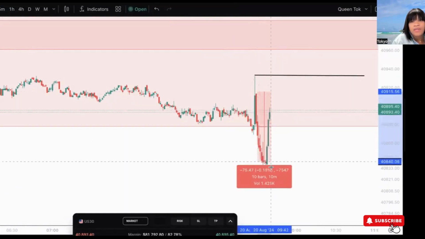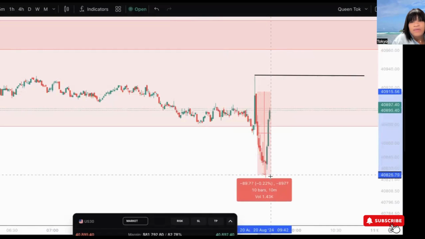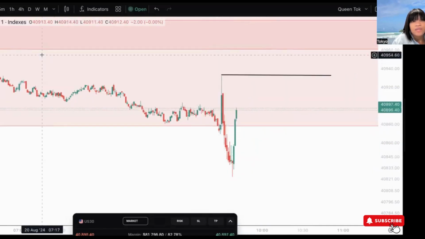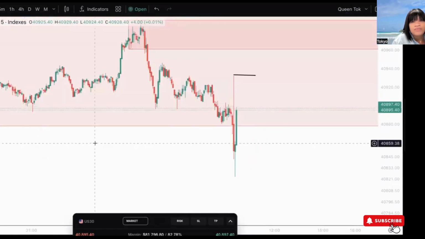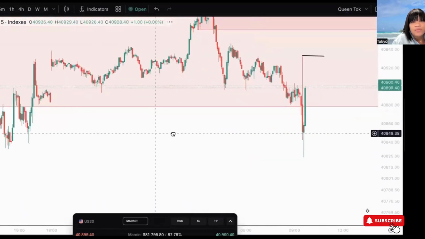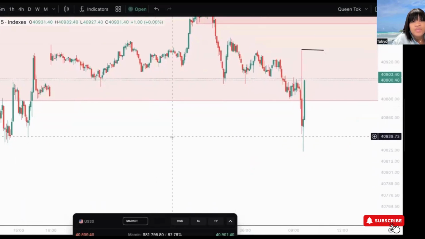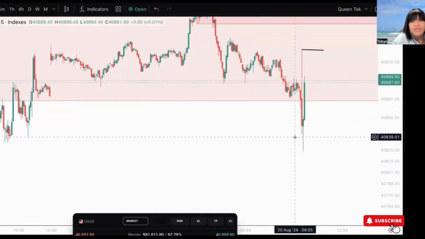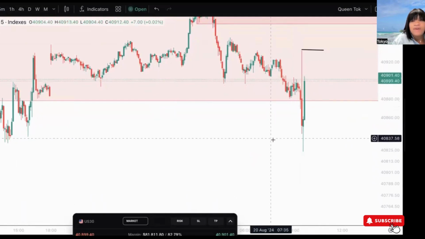If you got in right around here, maybe around like 90 points. And then if you got in somewhere around here, looks like we swept some lows. Looks like we swept these lows over to the left. If you were satisfied with that sweep, then you could have gotten in to take it up.